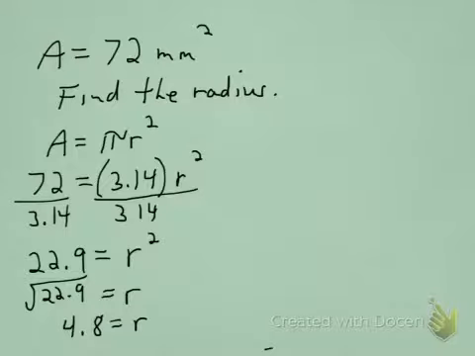Okay, what if I asked for the diameter also? What would you do? This is the radius. Diameter is the long one, so it's 2 times the radius. The diameter would be 2 times 4.8.